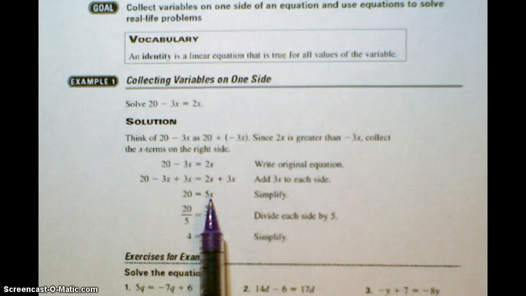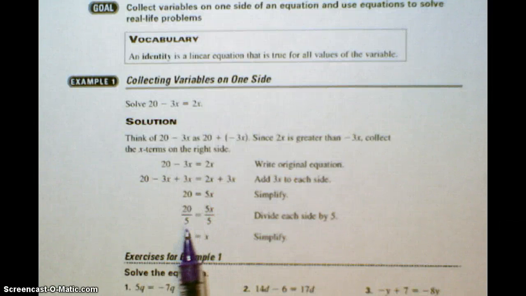How do we undo multiplication? We divide. So if I want x by itself, I'm going to divide each side by 5, and then 4 equals x. And then we're going to check so we can make sure our answer is correct. Now, if I'm going a little too fast for you, make sure you pause the video and rewind so you can take notes.